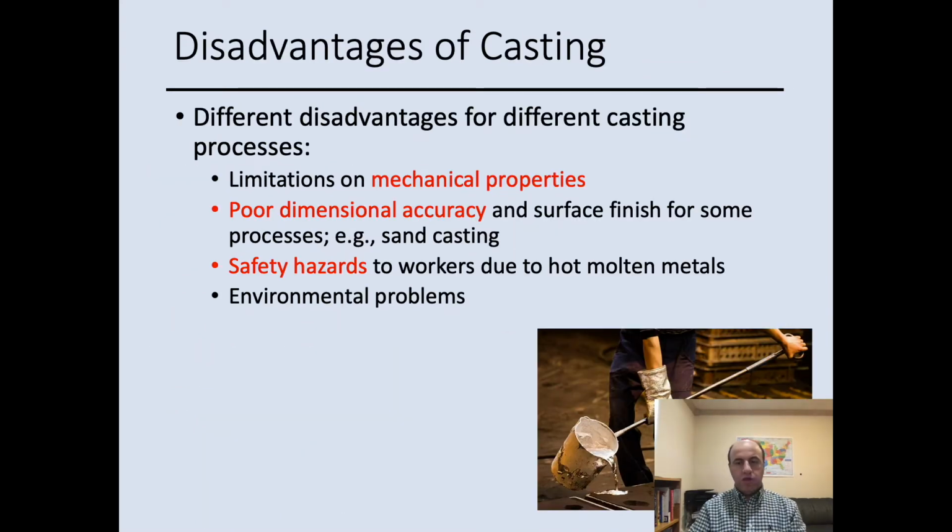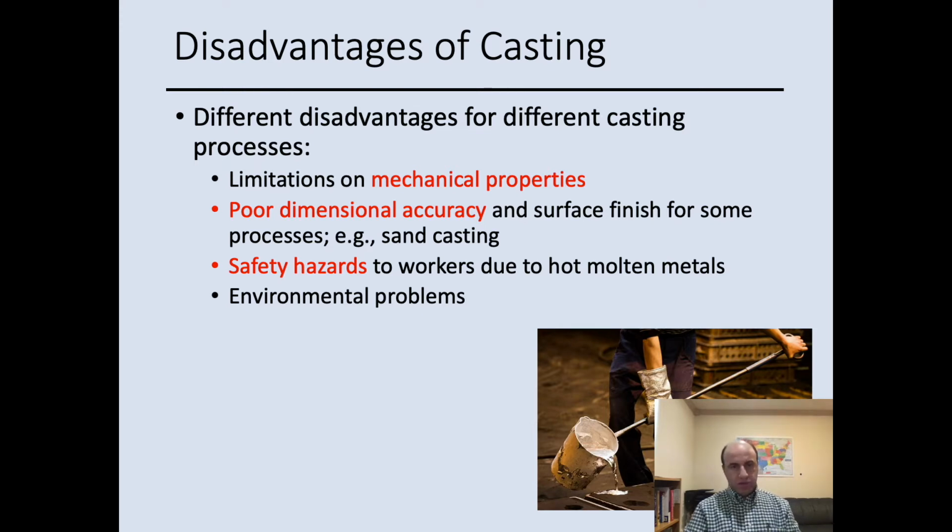Like any other manufacturing process, there are some disadvantages for casting, and these disadvantages can be different for different casting processes. One problem that we have in casting is that it has low mechanical properties. So the strength is low for some of the casting. You need to use an additional manufacturing process, called heat treatment, where the strength can be enhanced, improved as needed.